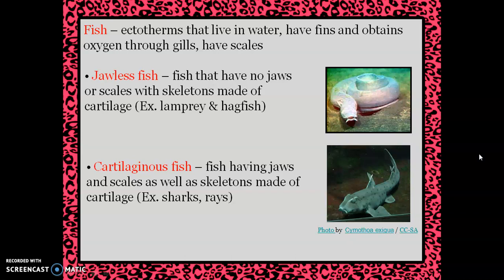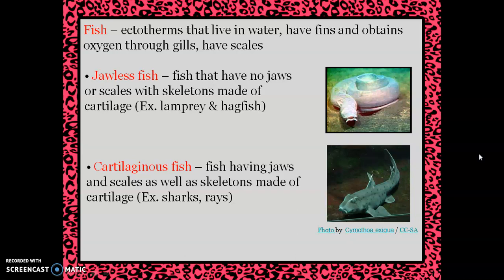It will have to change temperatures too quickly, and that can and most likely will kill the fish because they maintain their temperature based upon their environment. Now, fish have fins. That's how they move. They obtain oxygen through gills. Those are structures that pull the oxygen out of the water. They don't breathe air. They essentially breathe water and pull the oxygen out of the water. We pull the oxygen out of the air.